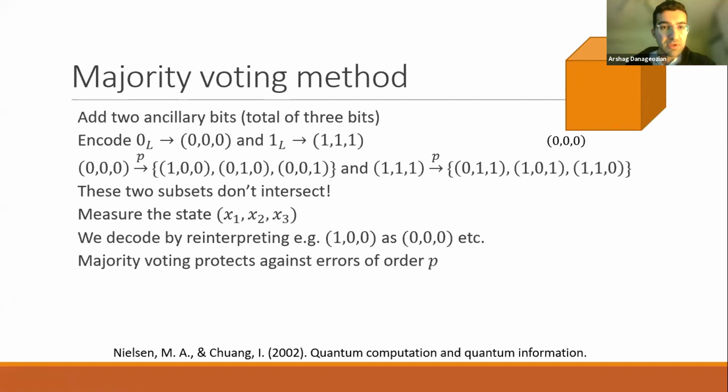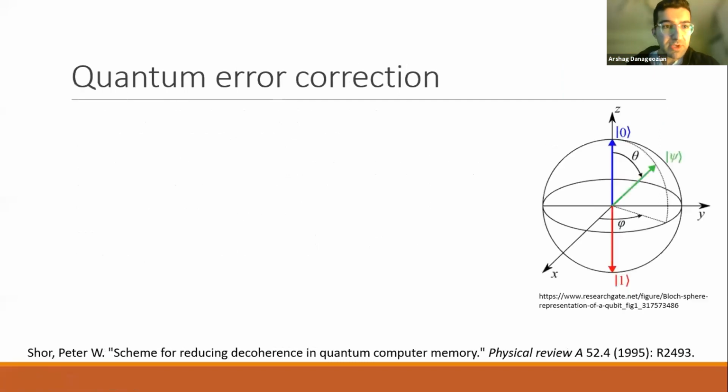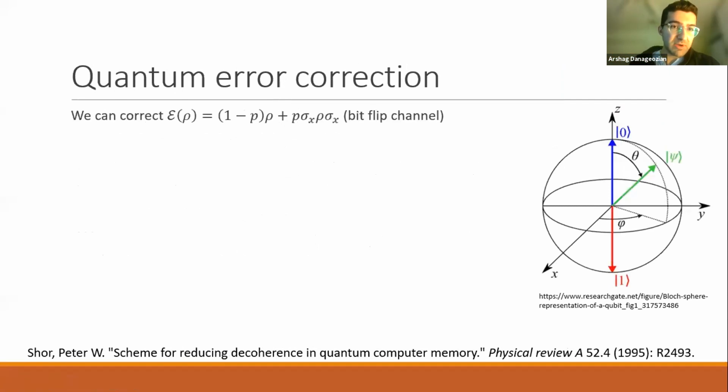Okay, so we can make an analogy to this method when we move into the quantum regime. So when we talk about quantum error correction, for example, we can correct specifically the bit flip channel, which is the quantum version of the bit flip error that you just saw, where the Kraus operators in this case will be the Pauli sigma X matrix, right?